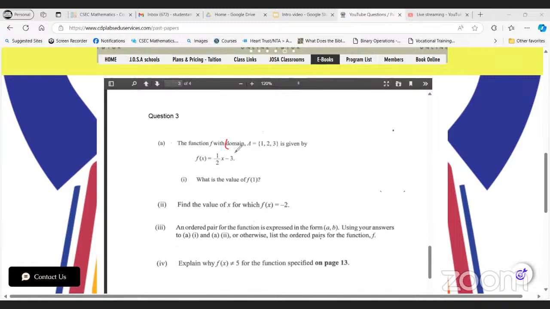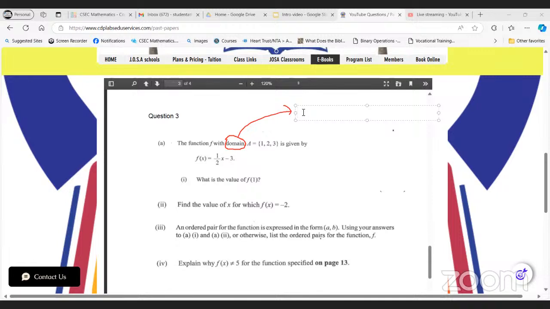Now, where you see the word domain, another word that you can use for the word domain is input. Another word you can use for the word domain is input, what you call x values.